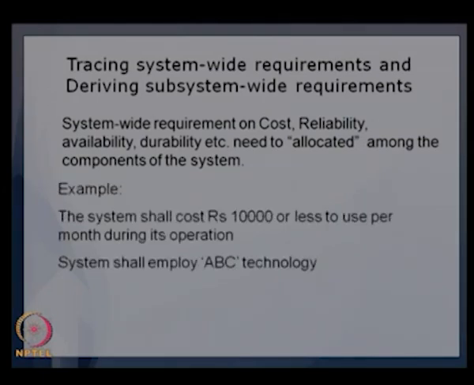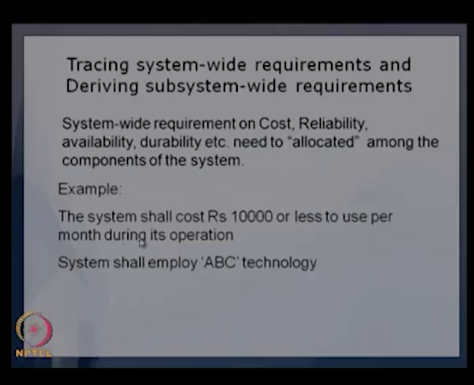Then how do we do this? This is an example where the system shall cost rupees 10,000 or less to use per month during its operation, or the system shall employ ABC technology. These are typical system wide requirements. Like this, you can have the system should have a reliability of 0.96 with a design goal of 0.99. That can be another system wide requirement.